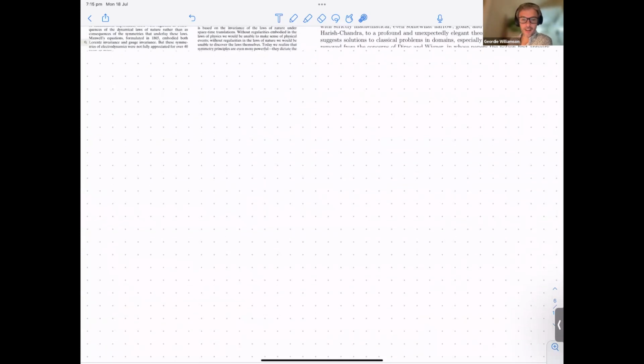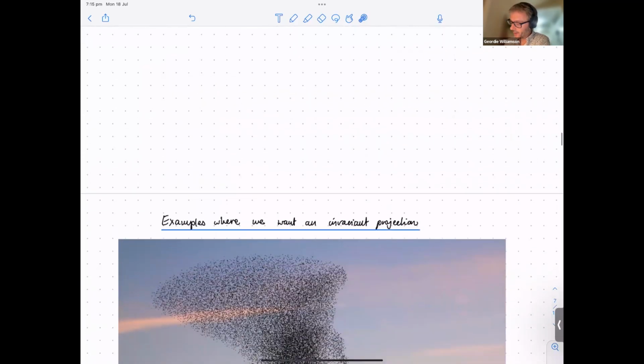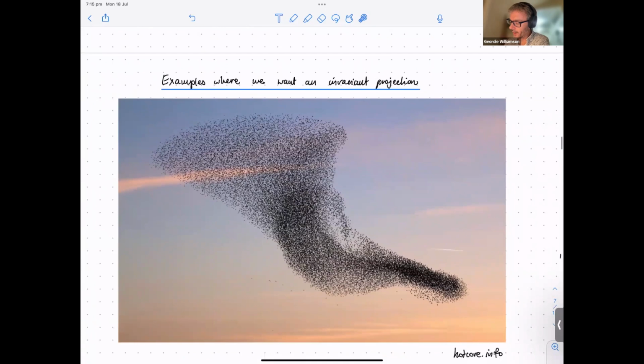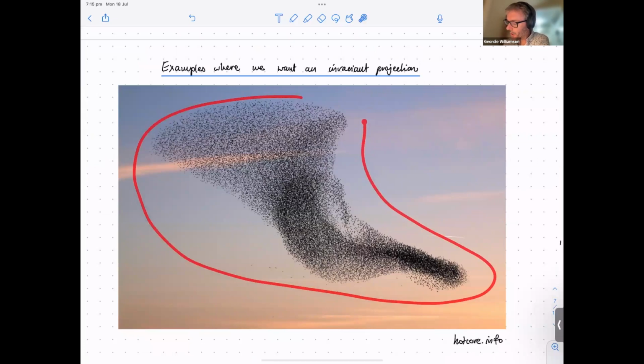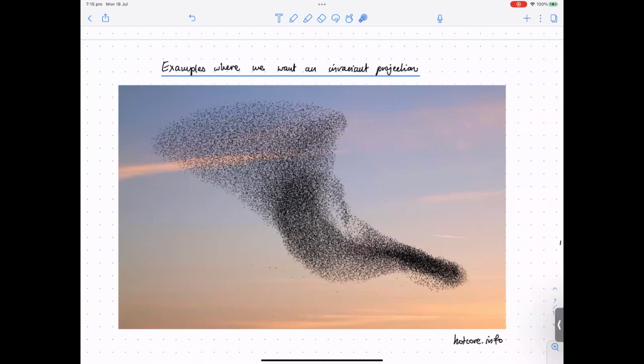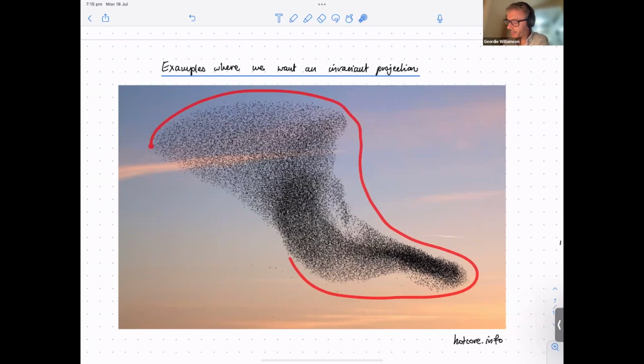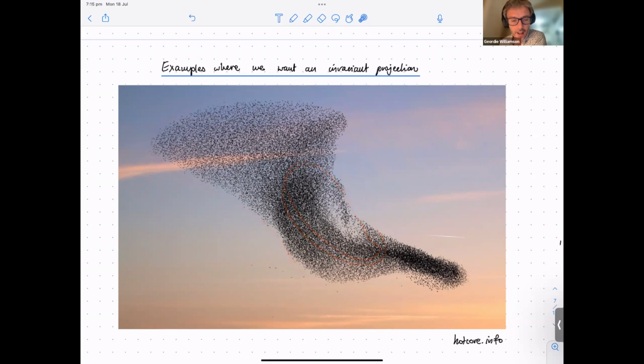So this is meant to be about machine learning. So why the hell am I talking about groups and symmetry? So I just want to give you two examples where we might want an invariant projection. So this is a totally beautiful picture in my opinion. So this is a flock of birds. And you'll notice that these birds, as they fly, they form some very interesting structure. So they form a kind of a circle here. And you might pose yourself the task of using machine learning to understand this structure.